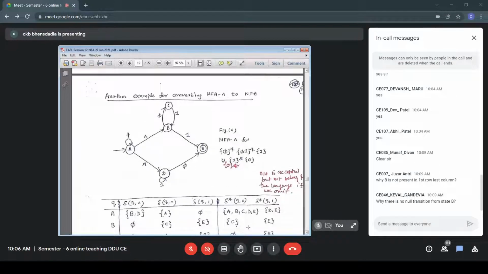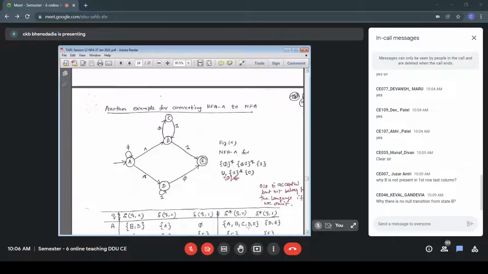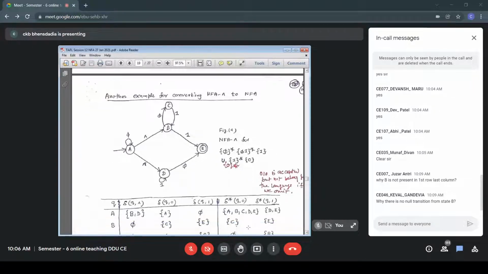So let's see. First is A on null. A on null, answer is BD. A on 0, only A. A on 1, it is phi. So that is my next 3 columns: delta Q null, delta Q0, delta Q1 for the state A. Similarly for B, on null, not defined, that is phi. B on 0 is C. B on 1, that is E.